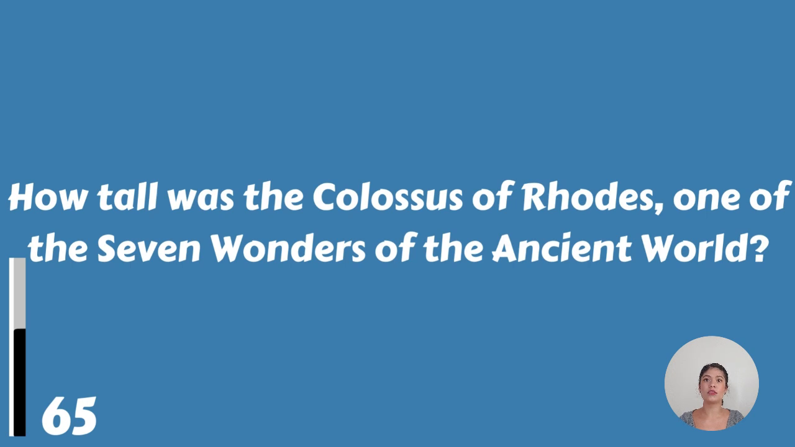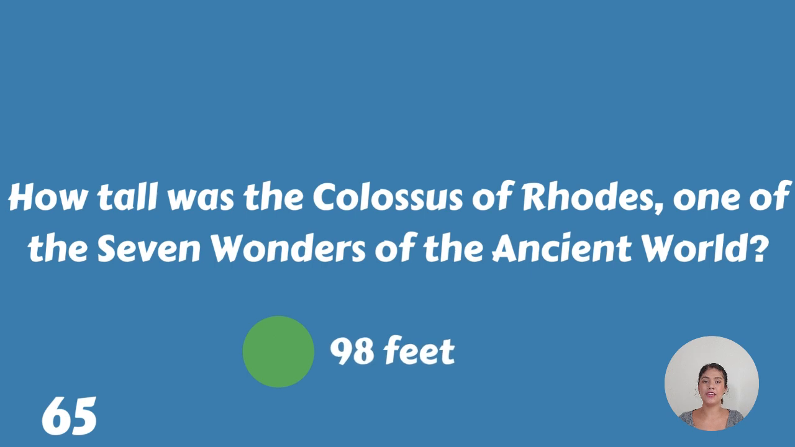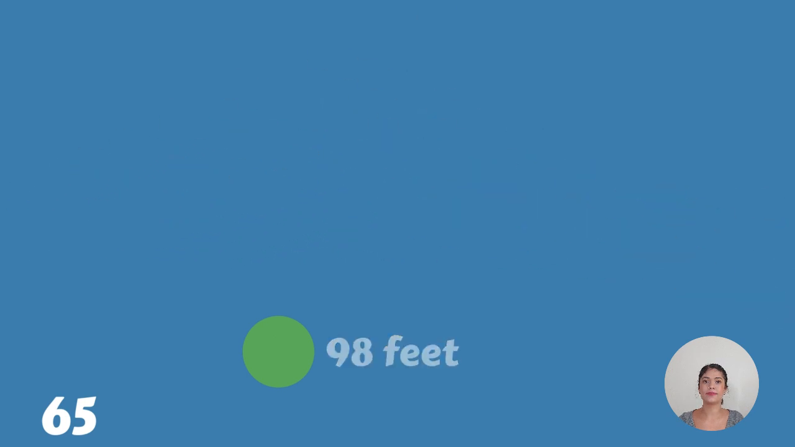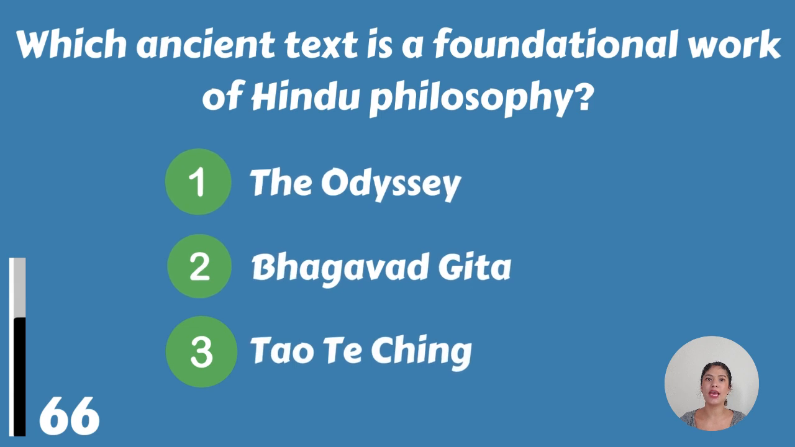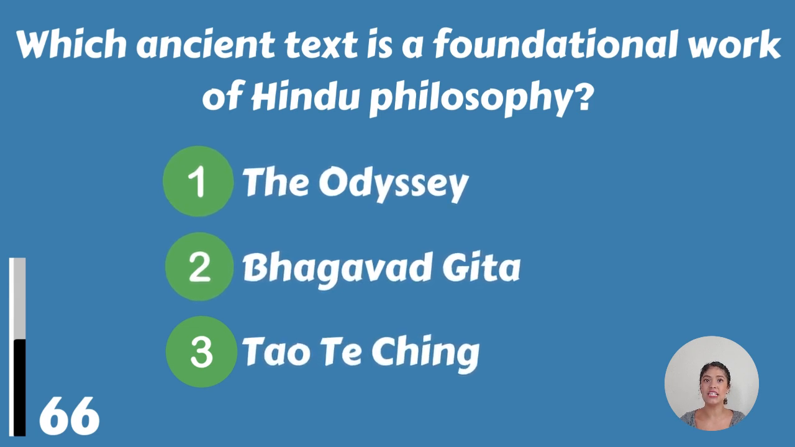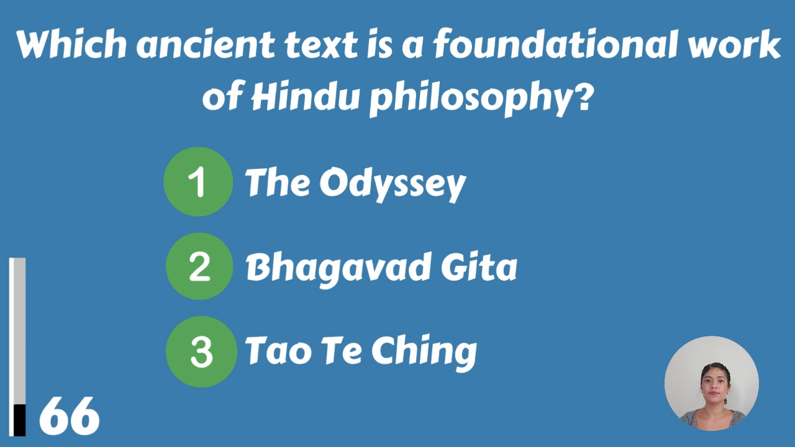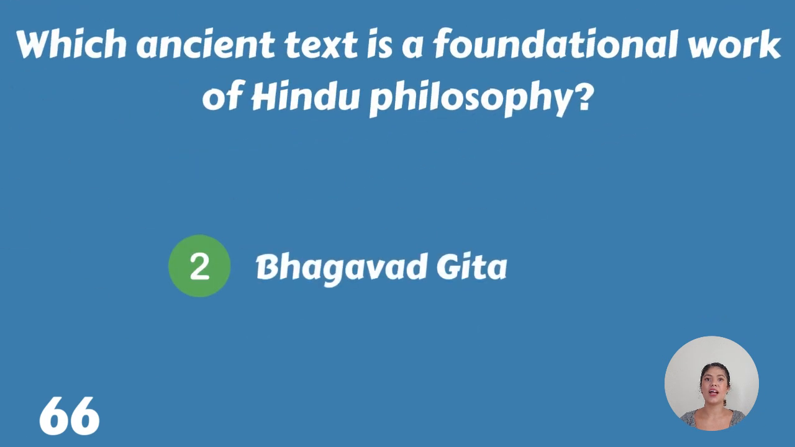How tall was the Colossus of Rhodes, one of the 7 wonders of the ancient world? 98 feet. Which ancient text is a foundational work of Hindu philosophy? The Odyssey, Bhagavad Gita, Tao Te Ching. Bhagavad Gita.